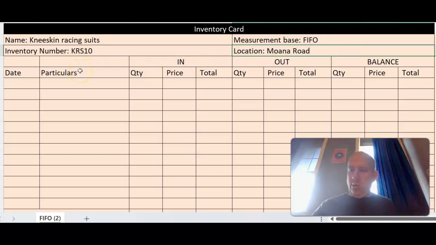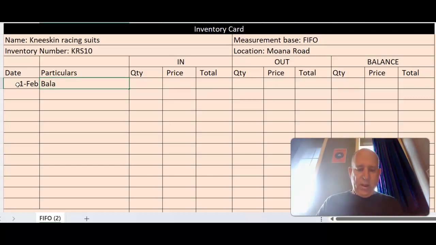This is a video, so you can pause, stop and rewind to keep up with me. I'm going to race through, but I want you to make sure you've got this completed before we do the assessment. First, we put the date to start off with, 1st of February. We had some stock on hand, so we're going to call that a balance.